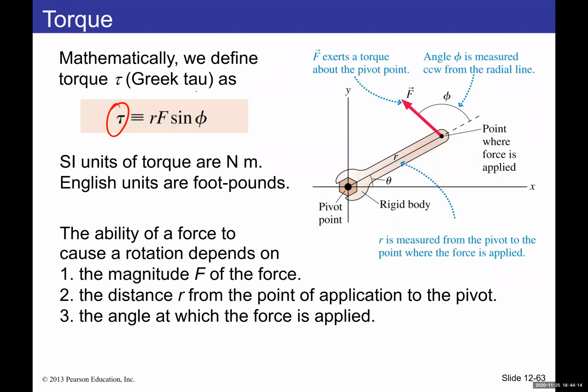Then sine of phi is basically unitless. So in a way, the units are meters times newtons, or newtons times meters. So that's the units for the torque. Okay, so newtons times meters or meters times newtons doesn't really matter.